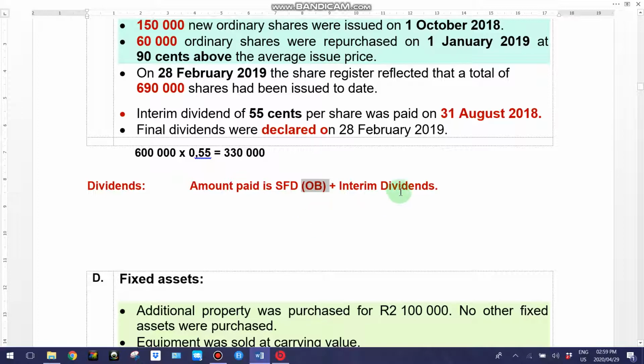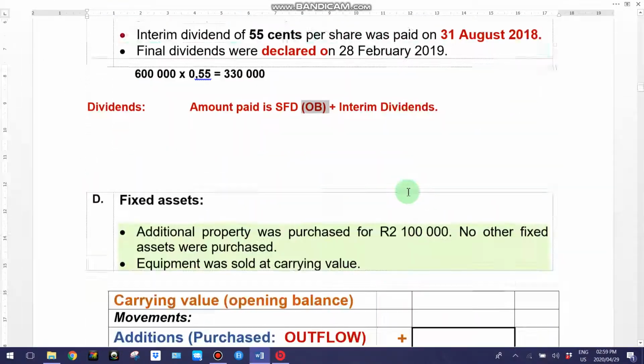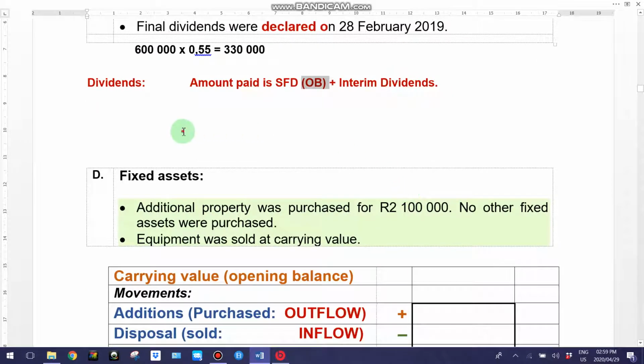And then that interim dividends you add to your shareholders opening balance, and you have your amount for dividends paid. So what we've done now is we looked at different types of calculations that are relevant for your cash flow statement.